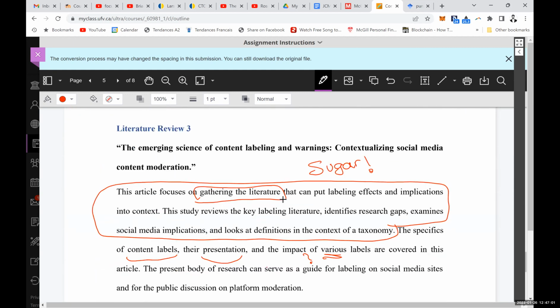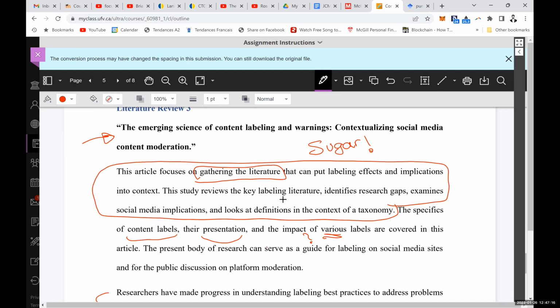And literature number 3. All right. Here, I'm not sure. I haven't read this paper. So I'm going to give you the benefit of the doubt and say that that paper was full of sugar. Because look, here we have, it's talking about how this article focuses on gathering literature. How can that help me? And I keep reading. I get nothing that I can draw a circle around and say this is my variable.